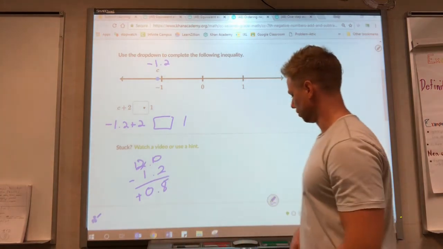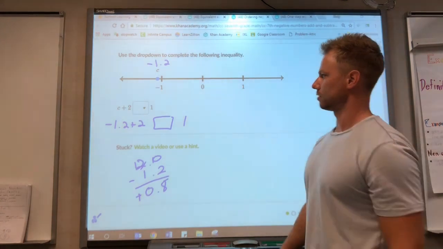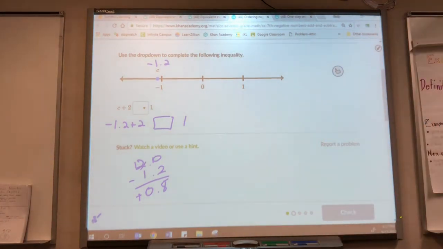So a positive 0.8, would that be greater than, less than, or equal to 1? 0.8 is less than 1. So we would do less than.